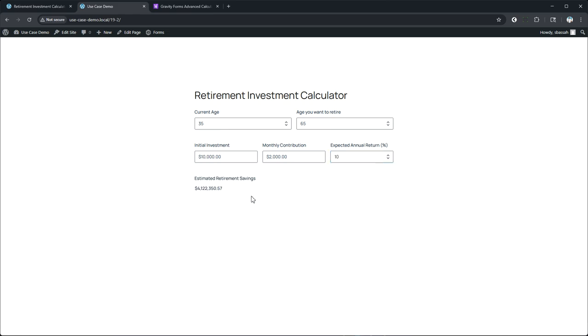So as you can see, the estimated retirement saving is what we have over here. And that is all possible using the future value function without any manual entering of the formulas.